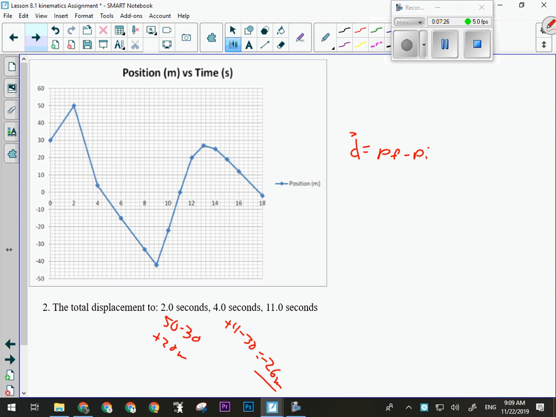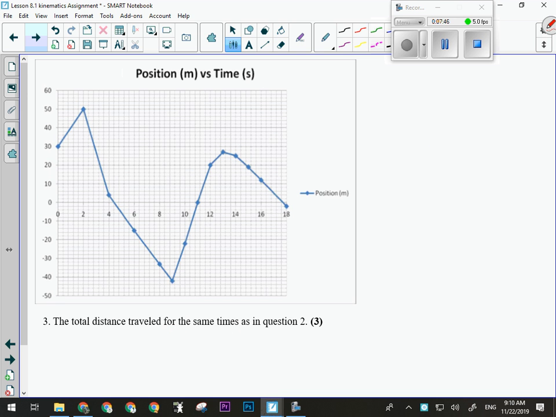And then from 0 to 11 seconds, at time 11 seconds we're right here at 0. So our total displacement will be negative 30 meters, because we started at positive 30 and are now back at 0. Everybody all right with that? So, final position minus initial position. Then on number 3, you have to calculate the total distance for all the same times as in question 2: from 0 to 2 seconds, from 0 to 4 seconds, and from 0 to 11 seconds.